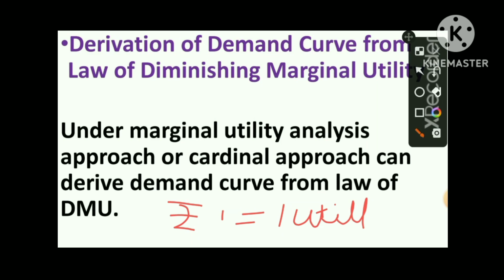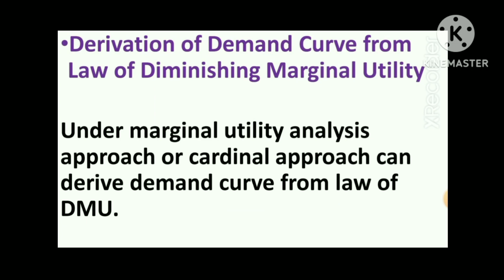Then in this case, if he gets 10 utils of marginal utility from the first unit of X, he will be ready to pay rupees 10 in exchange. When this MUx declines with more consumption of good X, his willingness to pay also declines. Therefore, he will demand more at further lower prices, and this is what the demand curve shows, that there is an inverse relationship between demand for a commodity and its price.